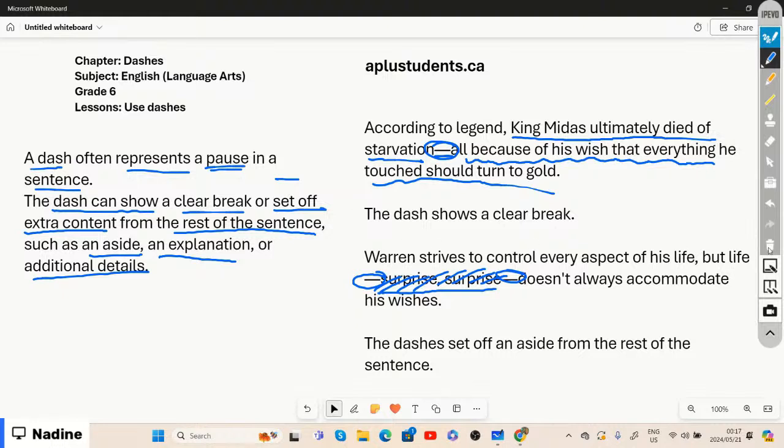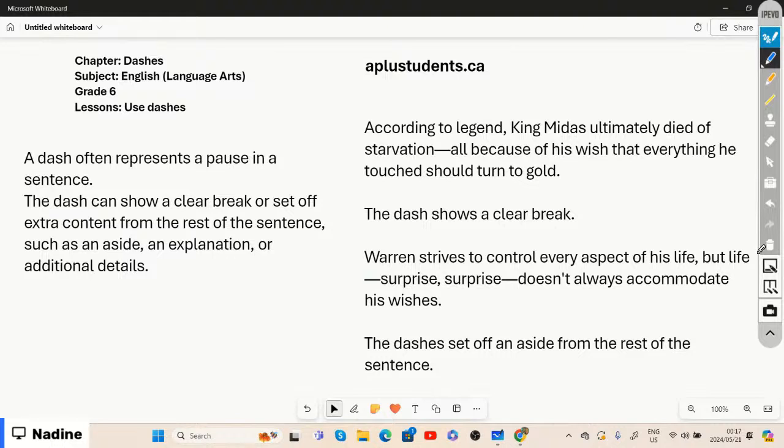All right. So those are dashes. There we have two examples of dashes where it either shows a clear break between that sentence, or it is words that are basically set aside, and it also shows a clear break between, let's say, words that bring about more interest within a story or within a text.